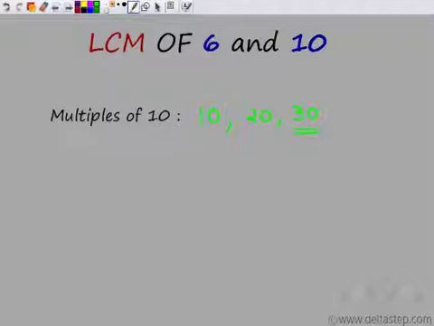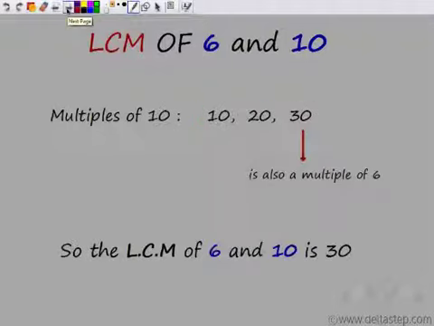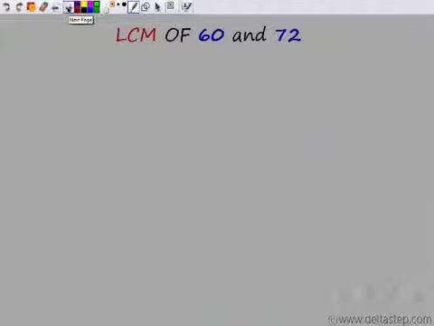So you start with the larger number, keep on writing its multiples till you know that multiple is also a multiple of 6, which is the other number. Since 30 was also a multiple of 6, I stopped at 30, and in fact 30 gives me the LCM of 6 and 10. But now it's not always possible to find multiples like this. Say you have 60 and 72. Now writing multiples of 72 is not always easy. You'll have to know the table also for that. So what do I do in case of large numbers?